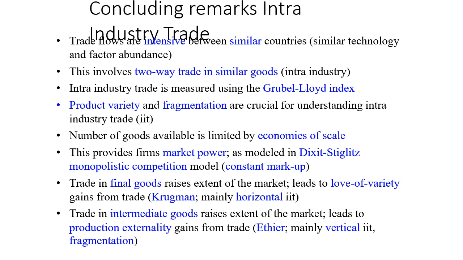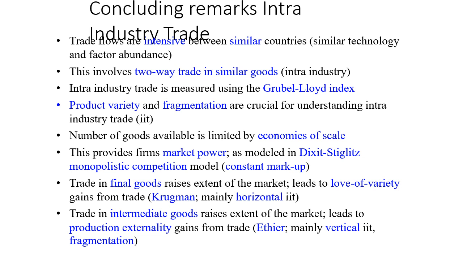To summarize, some concluding remarks, we've shown that trade flows are intensive between similar countries when they have similar technology and factor abundance. So that's a bit different from the HO model, right? There's still goods being traded between two countries, even though they have similar factor abundance. And we've shown that there's a two-way trade in similar goods. This is the intra-industry trade. We've shown the measure for intra-industry trade, that's the Grubel-Lloyd Index. We've shown that product variety and fragmentation are important to understand intra-industry trade.